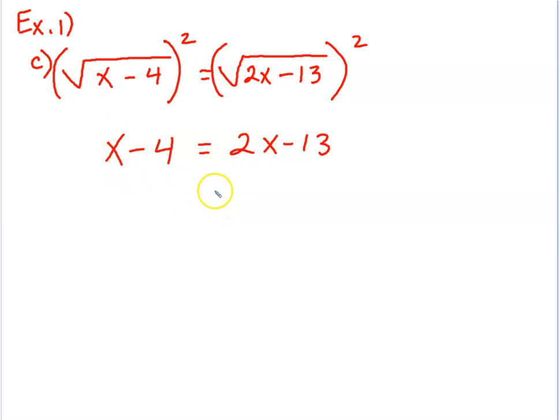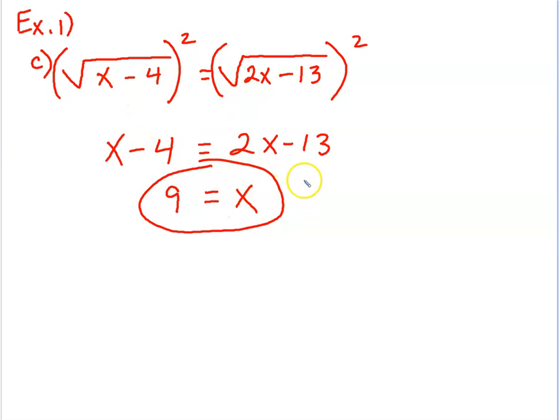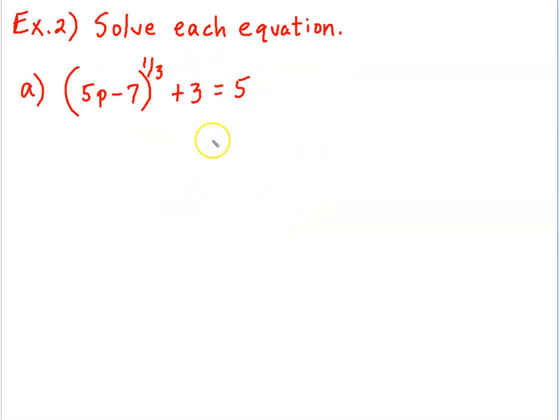I'm going to subtract x from both sides, and I'm going to add 13 to both sides. And when I check this to make sure it's correct, I put 9 in for x. This gives me the square root of 5 on the left side, and 18 minus 13, also 5, so the two sides match when I put 9 in for x, and so this is a good answer.